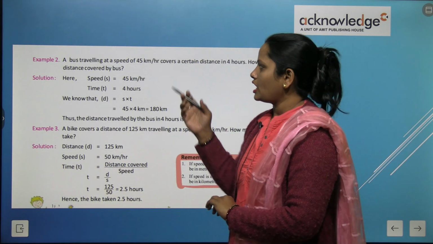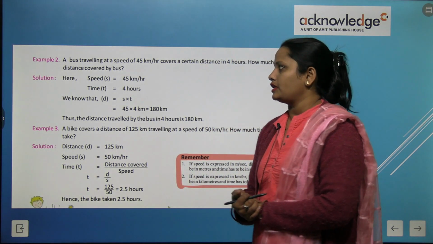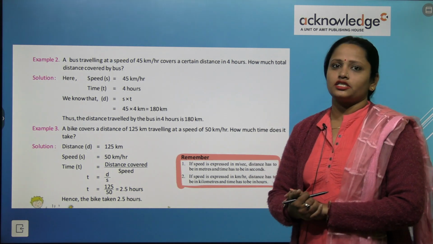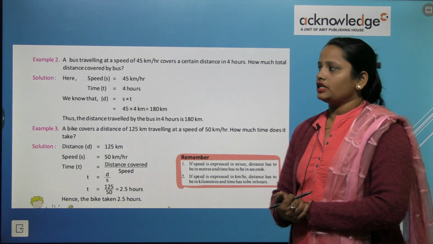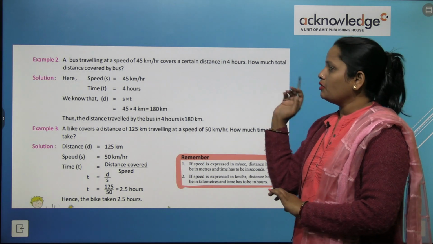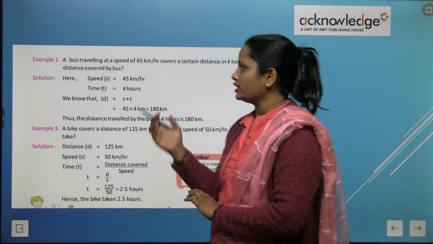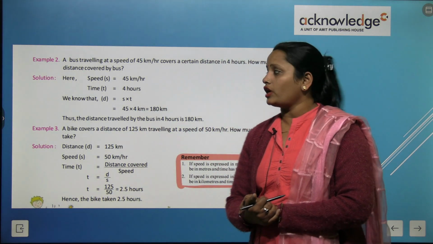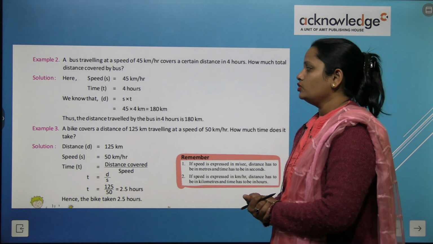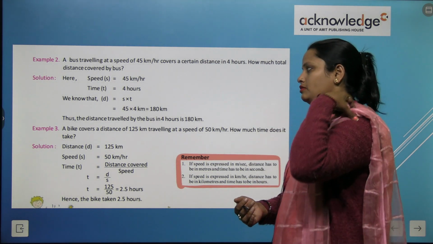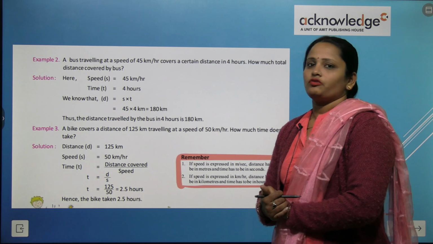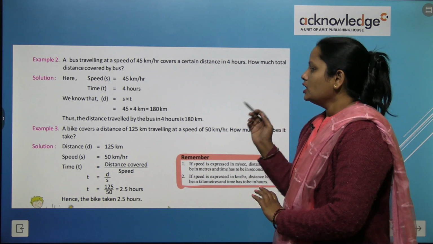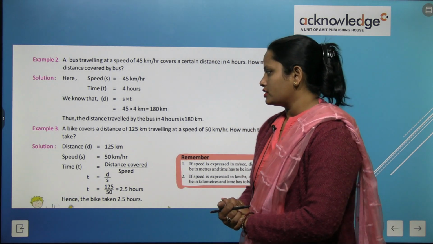Next example, a bus travels at the speed of 45 km per hour. एक बस है वो ट्रैवल करे 45 km per hour की स्पीड से and covers a certain distance in 4 hours. 4 घंटे में उसने कवर कर लिया डिस्टेंस. How much total distance is covered by the bus? So here speed is 45 km per hour, time is 4 hours. Now we know that distance is equal to speed multiply time. So here 45 multiply 4 will be 180 kilometers. So the total distance traveled is 180 kilometers in 4 hours.